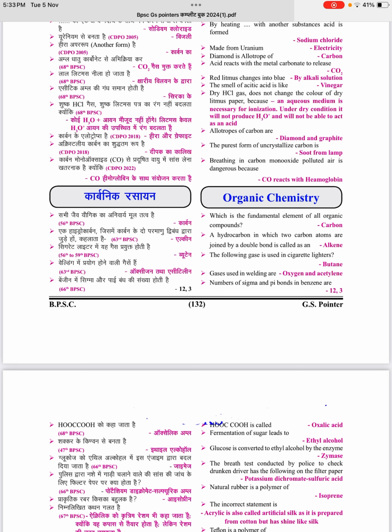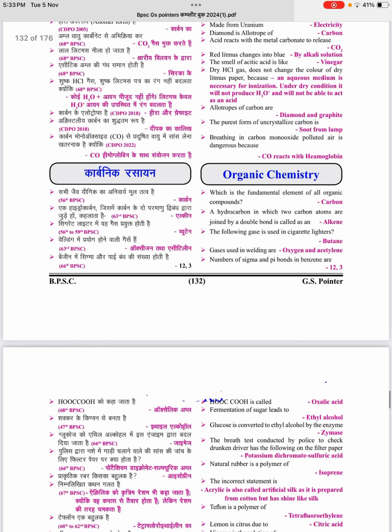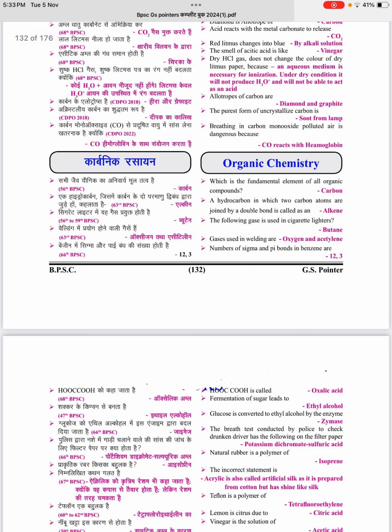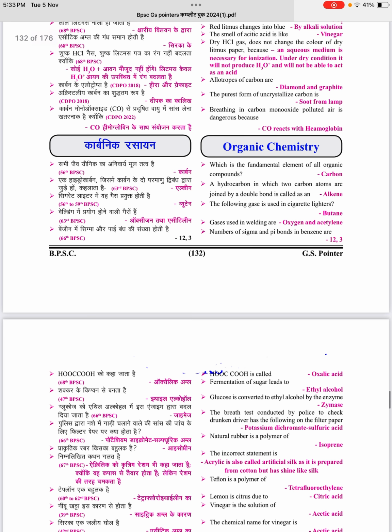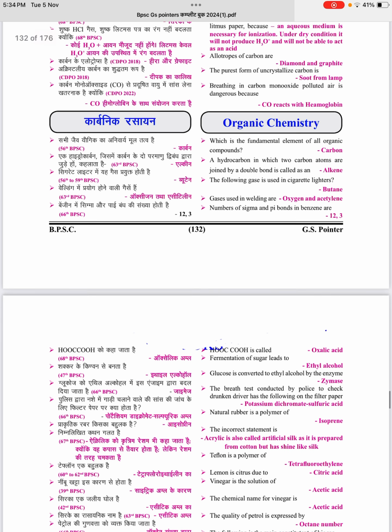Red litmus changes into blue by alkali solution, and blue litmus changes into red by acidic solution. The smell of acetic acid is like vinegar. Dry HCl gas does not change the color of dry litmus paper because an aqueous medium is necessary for ionization. Under dry conditions, it will not produce H3O plus and will not be able to act as an acid. Allotropes of carbon are diamond and graphite.